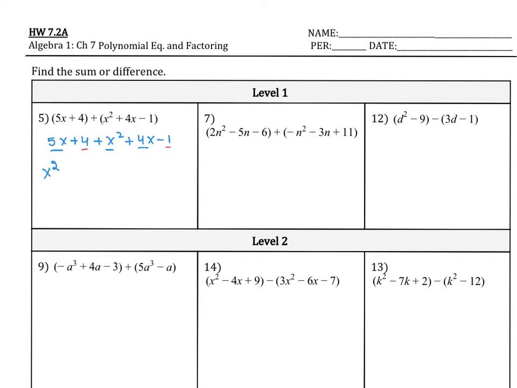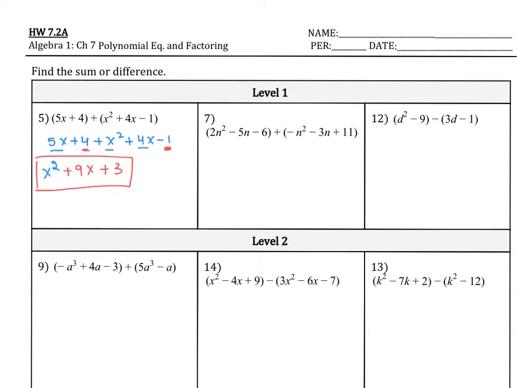So now I'm going to combine the 5x plus 4x, and that's going to be 9x. And 4 minus 1 is 3. So the answer is x squared plus 9x plus 3.